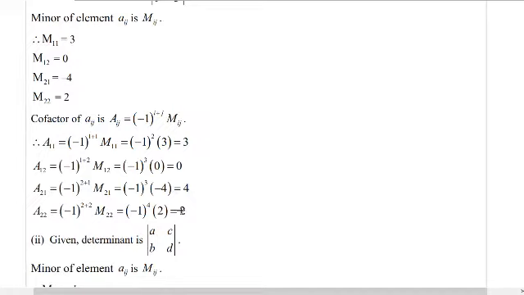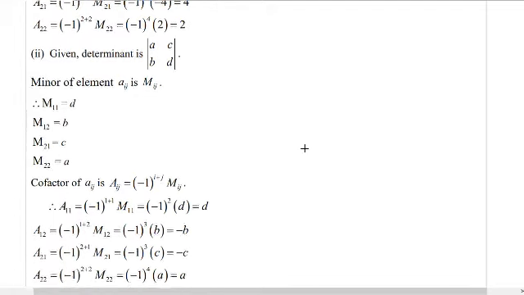So sometimes sign is changing and sometimes it is not changing. It depends upon the sum of these two numbers. If the sum of these two numbers is even, the sign will not change, because minus 1 raised to power an even number will be positive 1 only, and that positive 1 multiplied by minor will be the same answer. But if the sum of these digits is odd, then the sign will definitely change. Okay, so this is the simple concept.